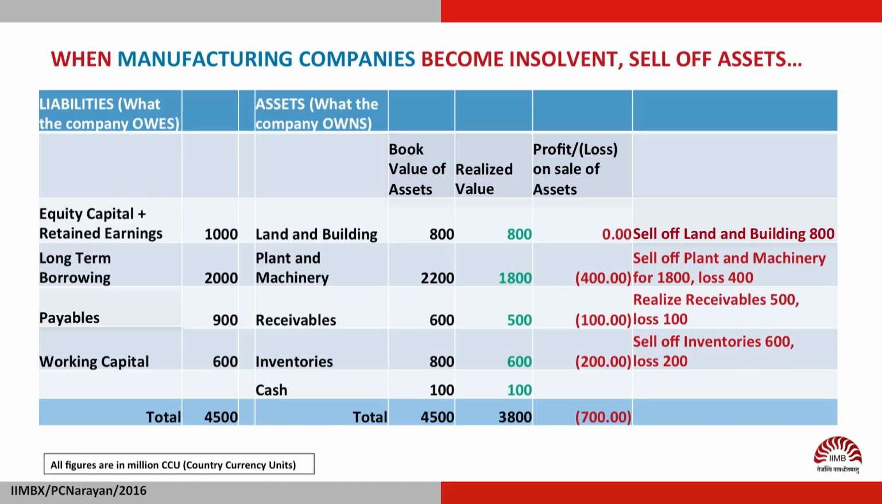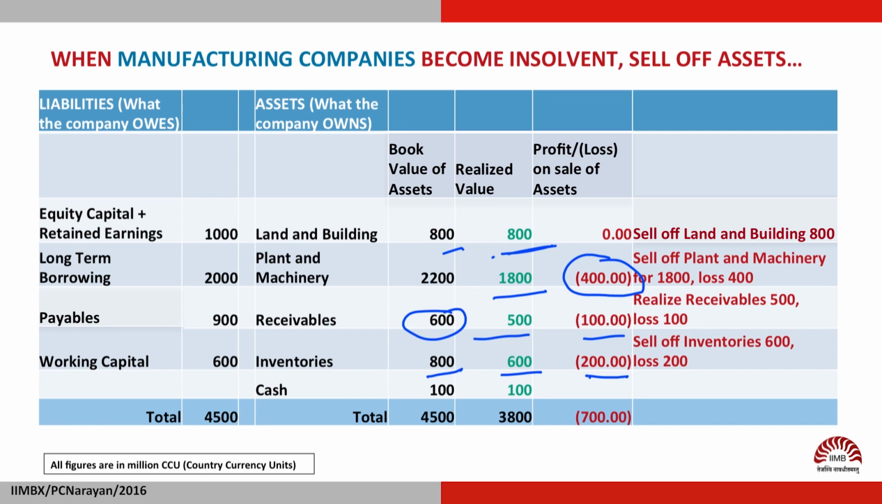When the company starts to sell off its assets, let's say the company suffers a loss of 400 on the sale of its plant and machinery. On the sale of its land and building, the book value is 800, and it has recovered 800. On the receivables of 600 outstanding, it is able to recover only 500, so it suffers a loss of 100. On the inventories that it disposes of, the book value is 800, it is able to realize only 600, so it books a further loss of 200.